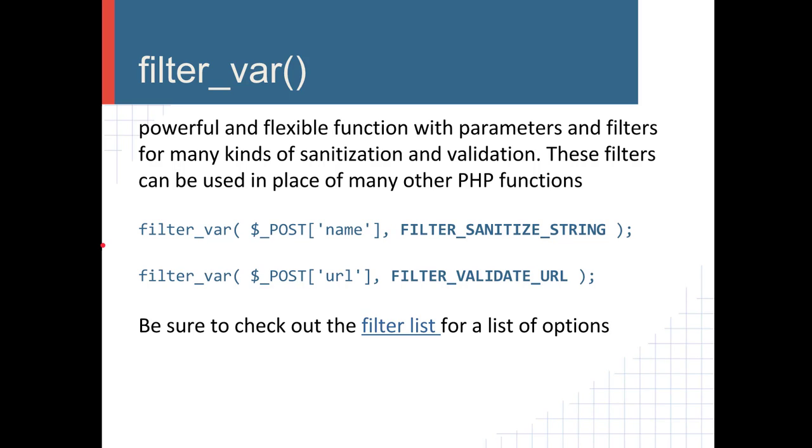A quick note on how filter_var is used. First, we put in the data that we want to sanitize. Next, we then pass the argument of what we want to do with that data. In this case, we want to sanitize the string. We can also use filter_var in the same method for validating URLs or emails. First, we pass it the data that we want to check, and then we tell it what type of check we want it to make.